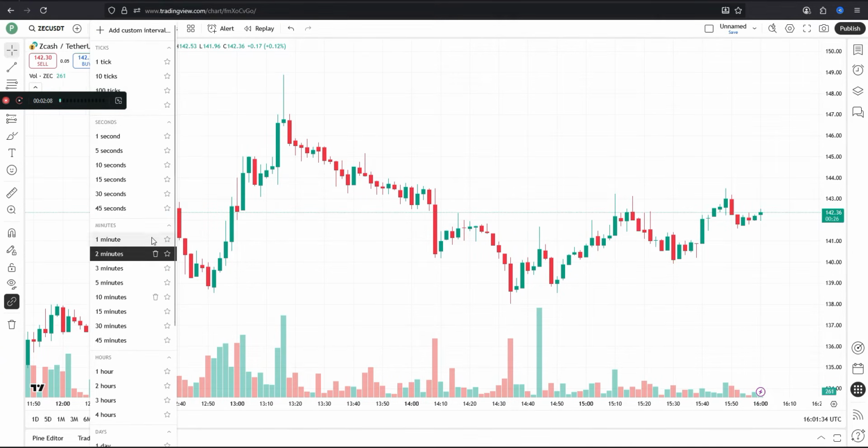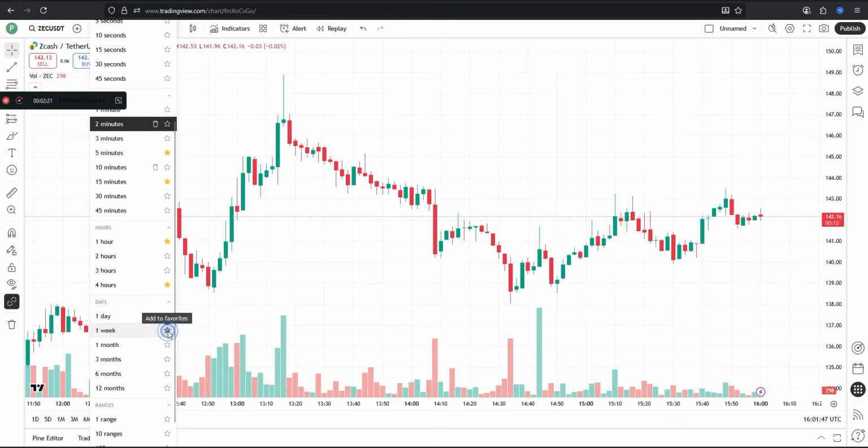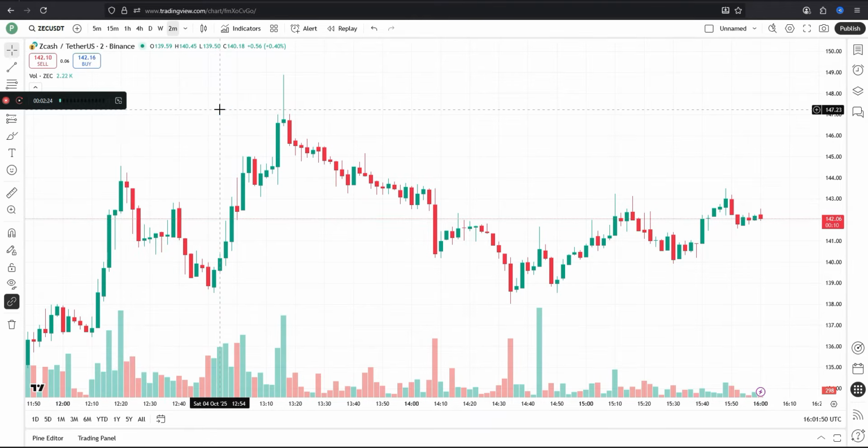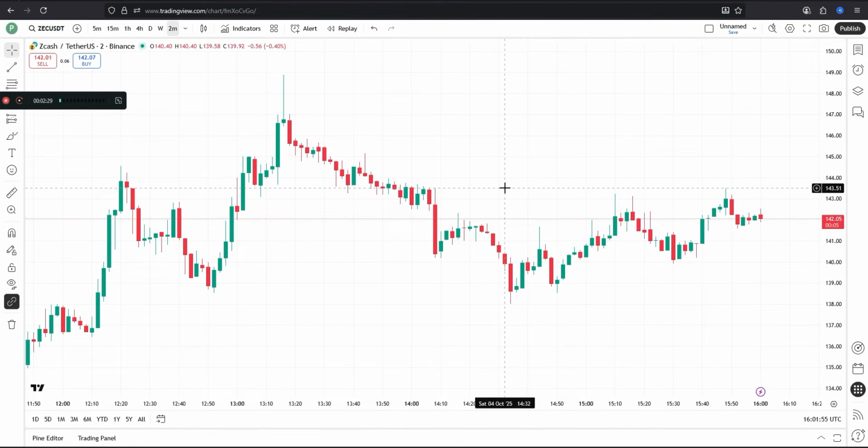So first of all, let's add some of these time frames to our favorite so we don't have to come back every minute. Let's start with 5 minutes, 15 minutes, 1 hour, 4 hours, 1 day, 1 week. These are my favorite time frames. And then by default, this is how your screen should look like. Here now you wouldn't find anything.